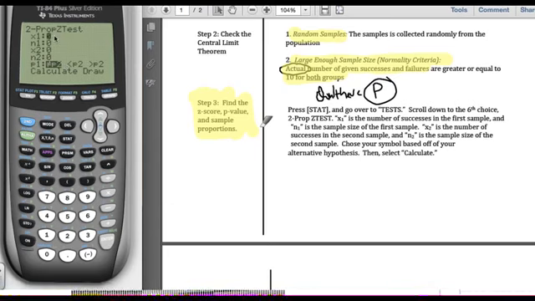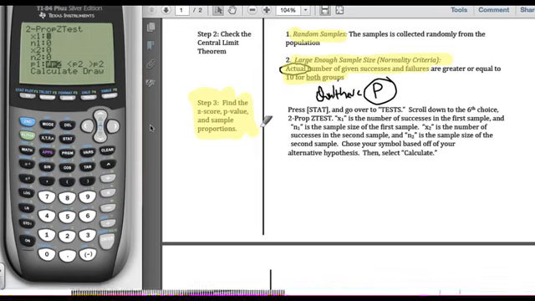x1 is the actual number of successes for the first group. n1 is the sample size of that group. x2 is the number of successes for the second group. n2 is the sample size for that second group. We'll select our symbol once again based off of the wording in the problem, and then we just hit calculate. And we'll see our z-score, we will see our p-value, and we'll see both of our proportions.